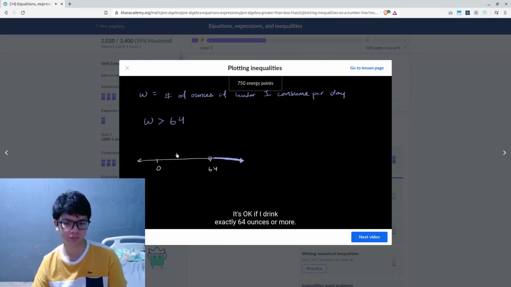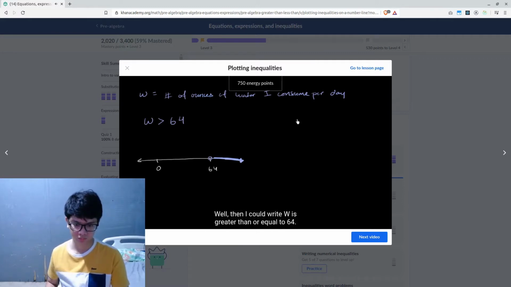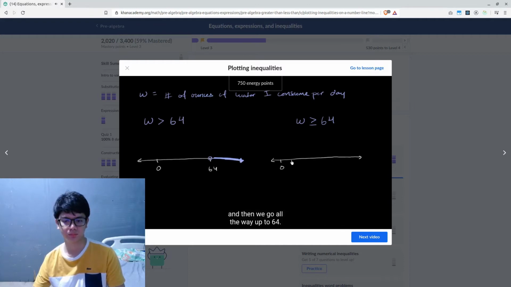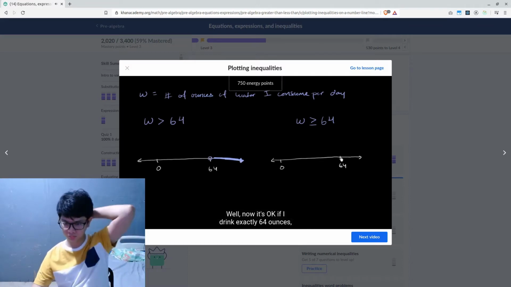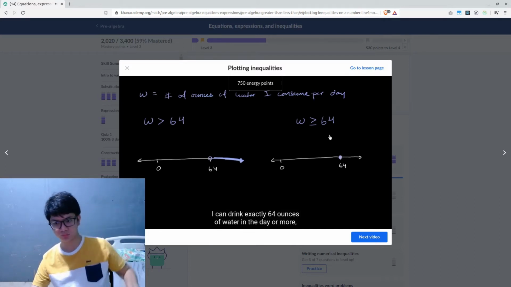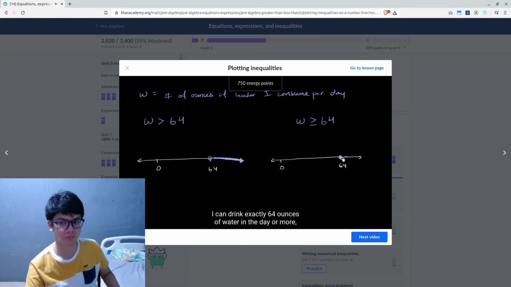Now, what if I want to loosen things a little bit? I was like, okay, it's okay if I drink exactly 64 ounces or more. Well, then I could write W is greater than or equal to 64. And the way that I would depict that on the number line, and obviously I'm not showing all the numbers in between, but let's say this is 0, and then we go all the way up to 64. Well, now it's okay if I drink exactly 64 ounces, so I'm going to fill in the circle now. Here I opened it because 64 was not a cool number. Now 64 is completely okay. I can drink exactly 64 ounces of water in the day or more. And then I just go up the number line just like that.